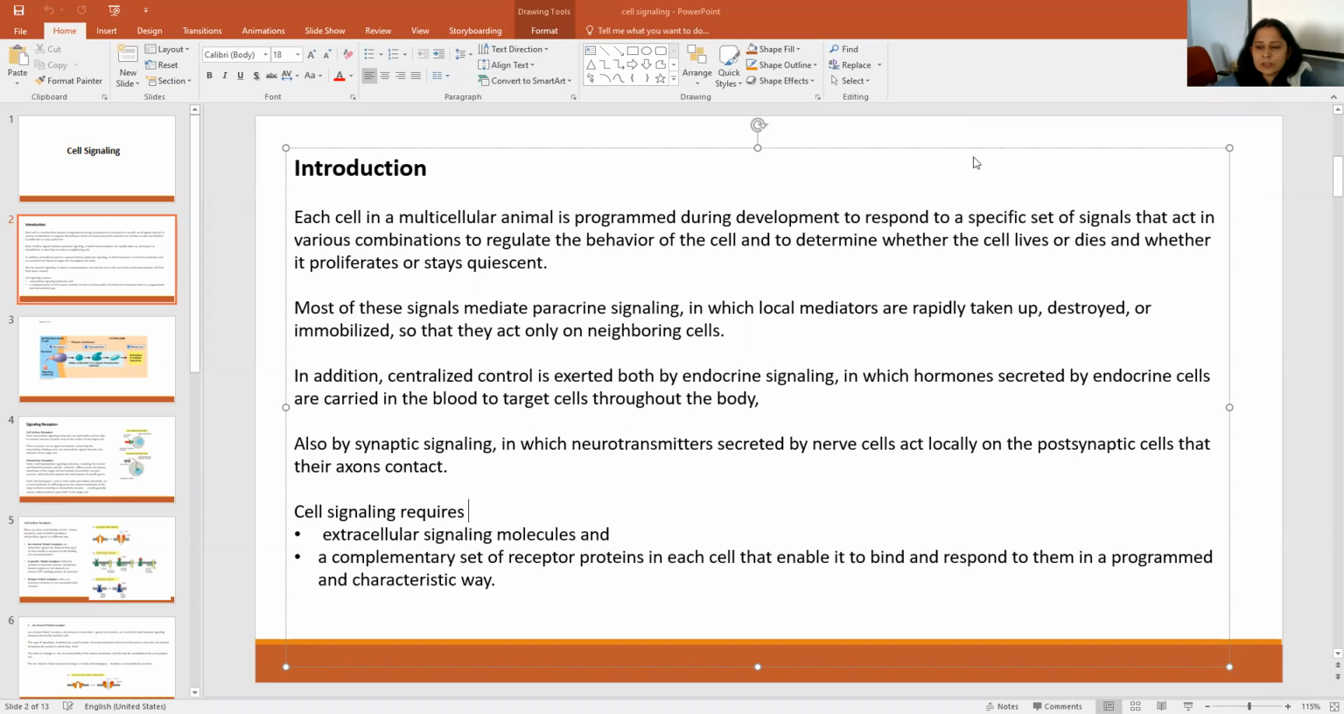Now, all these signals, the entire process, we call cell signaling. That is, in this process, a cell responds to the signals and alters its behavior according to the signal. So now this cell signaling requires two things. There are two major components: extracellular signaling molecules and a complementary set of receptor proteins in each cell that enables it to bind and respond to them in a programmed and coordinated way.